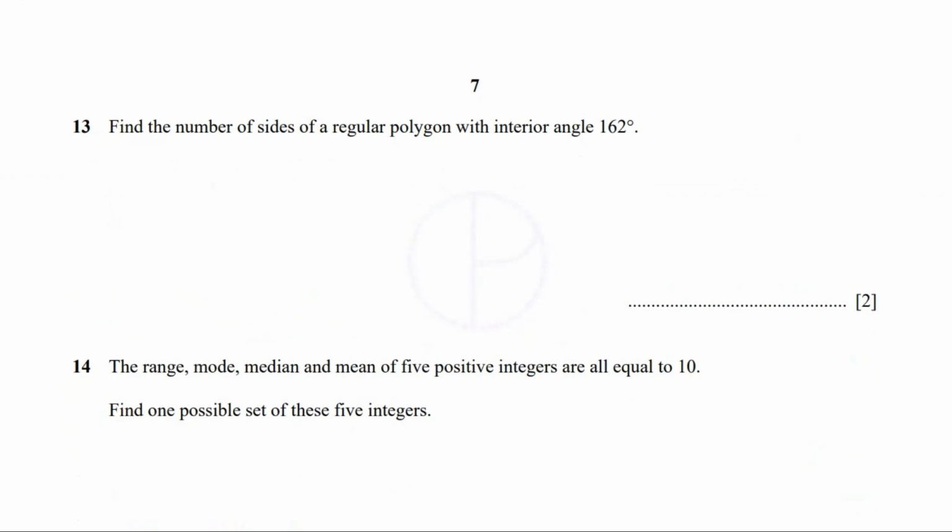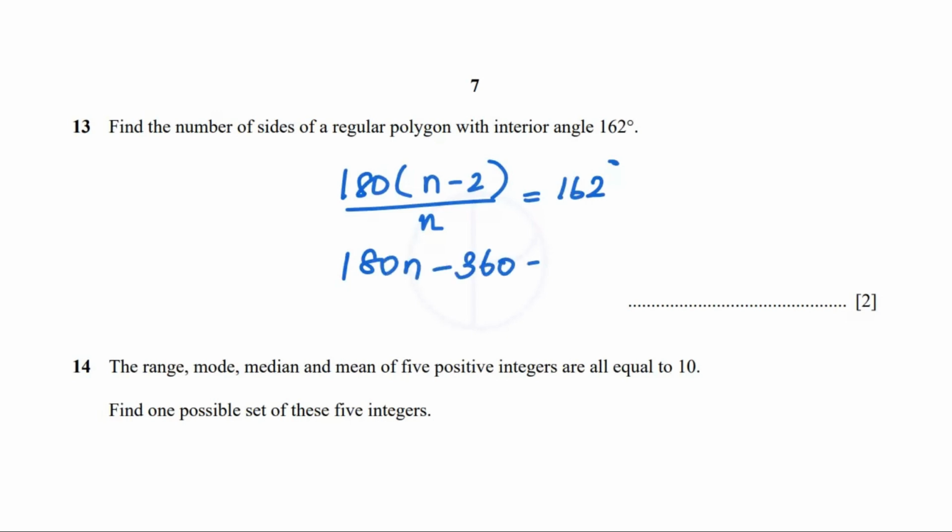Find the number of sides of a regular polygon with the interior angle. The formula is 180 times n minus 2 divided by n. The interior angle is given as 162. So 180n minus 360 equals 162 times n, which is 162n. Now bring the n terms to one side. So 180n minus 162n is equal to 360.